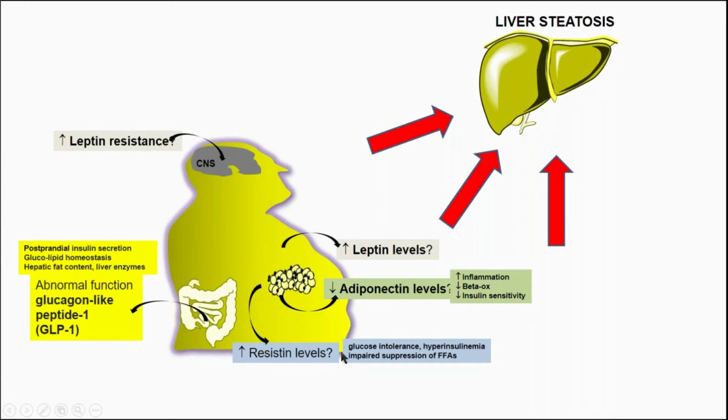Increased resistin levels will increase glucose intolerance, hyperinsulinemia, and impair suppression of free fatty acids. Also, abnormal function of GLP-1, glucagon-like peptide 1, a hormone produced by the small intestine, would act on postprandial insulin secretion, glucolipid homeostasis, hepatic fat content, and liver enzymes.